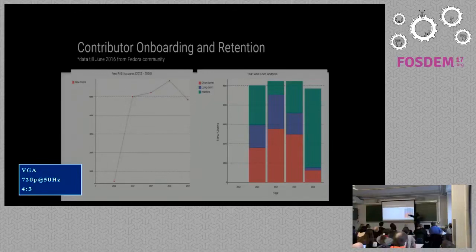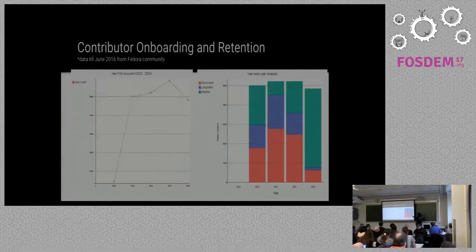As you can see, this number has been rising over the years. I'm not sure if you should consider the 2016 data, because it's only for 6 months, and we have a long list of inactive contributors because there was a lot of spamming in Fedora accounts. A lot of spammers just created FAS accounts and didn't do anything. So don't consider the 2016 one, but at least till 2015, the numbers have been rising, and more than 50% of the contributors are just short term. They join, they try, they contribute for some time, and then they leave within the first 3 months.